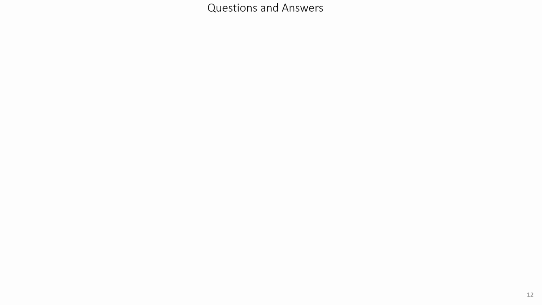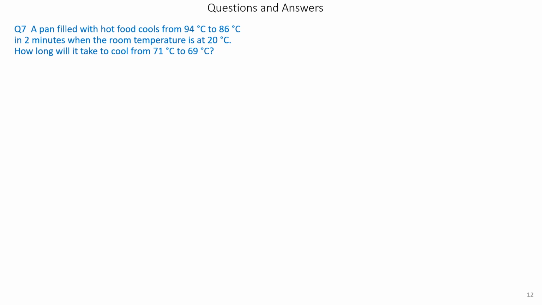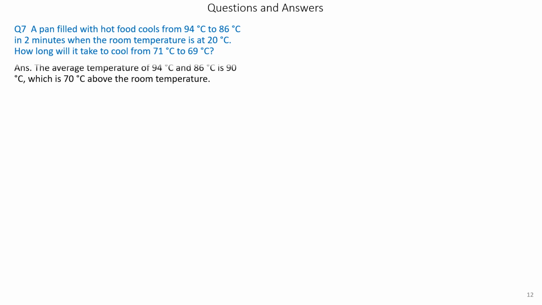Now we will answer some questions of worked examples as well as 1-mark questions. So question number 7 is a worked example. A pan filled with hot water cools from 94 degrees Celsius to 86 degrees Celsius in 2 minutes when the room temperature is at 20 degrees Celsius. How long will it take to cool from 71 to 69 degrees Celsius?